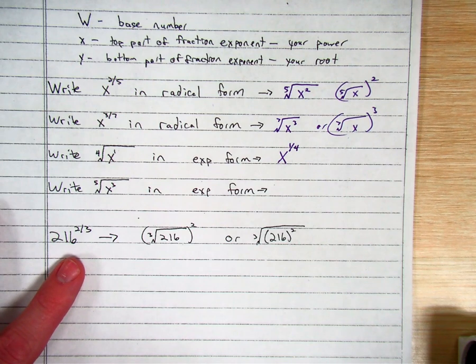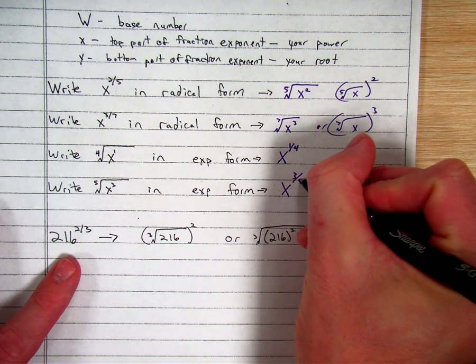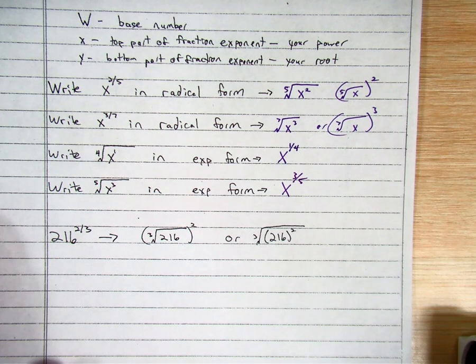Okay, fifth root of x to the third. We're going to have x to the third power over the fifth root. X to the 3/5 power.